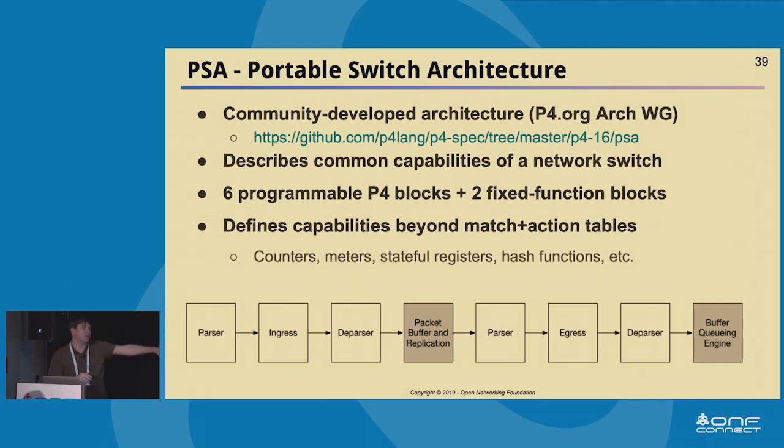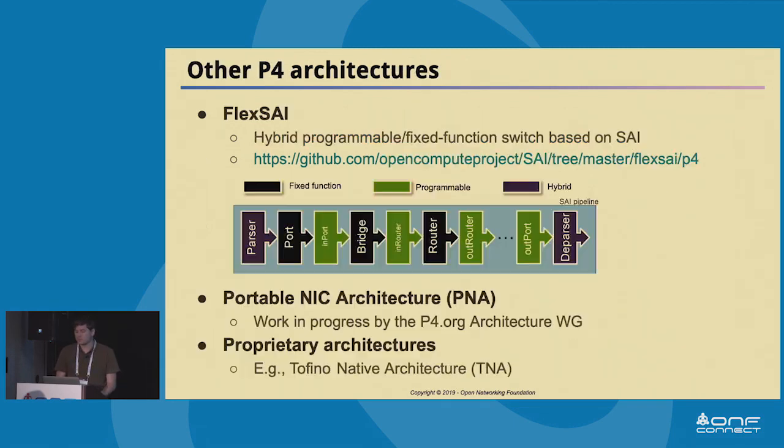You can see that the order and the structure of the pipeline is slightly different than V1 model. It also defines capabilities that go beyond match action tables. So it defines things like counters, meters, stateful registers, hash functions. So you can do a bit more than with V1 model.